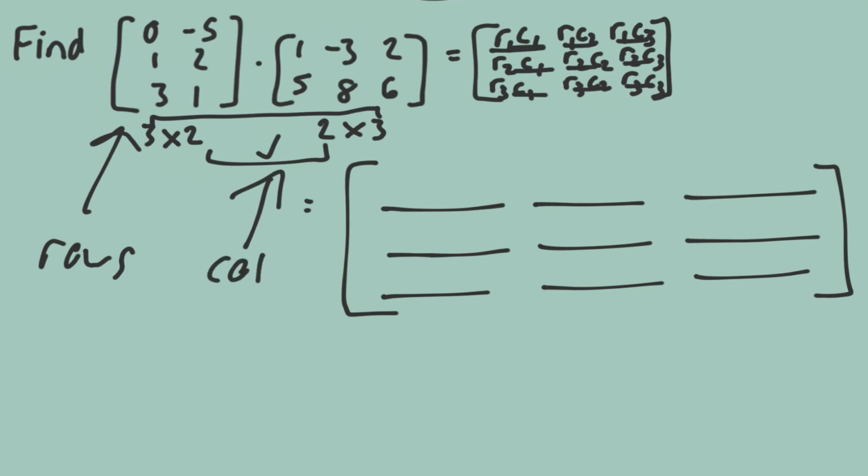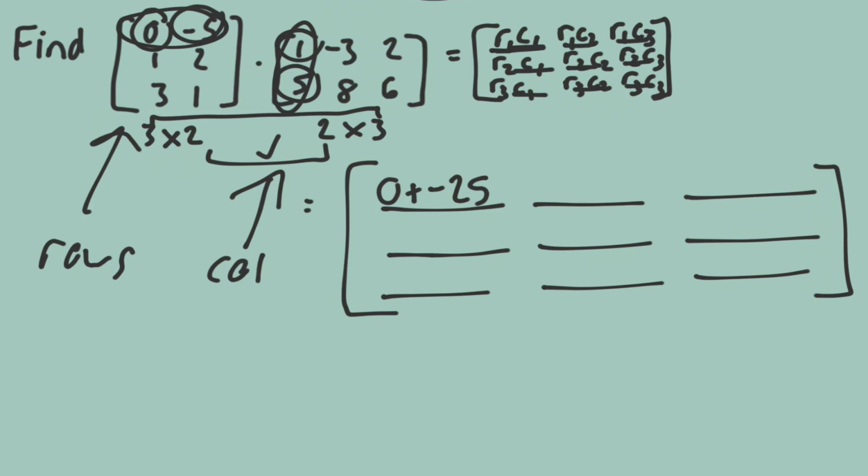So the first spot, we have row 1, column 1. Row 1 with column 1. 0 times 1 is 0. And then move down the row and down the column. Plus -5 times 5 is -25. In the last video, we had another number that we had to go to, but this is where our matrices end, so we're done with that spot.